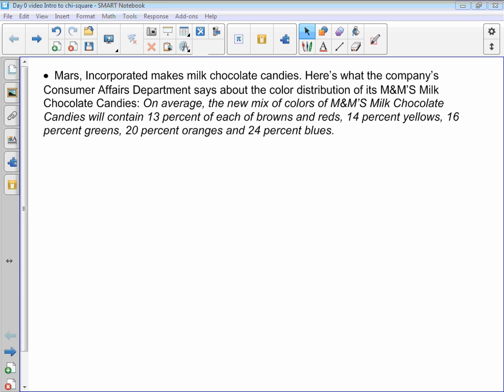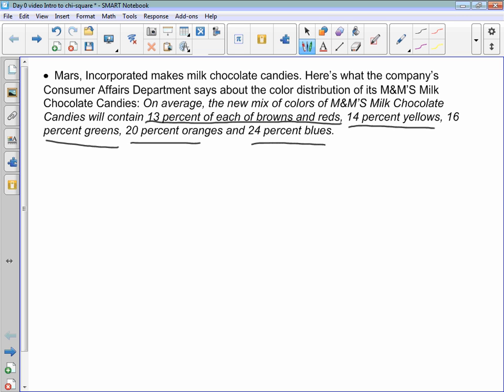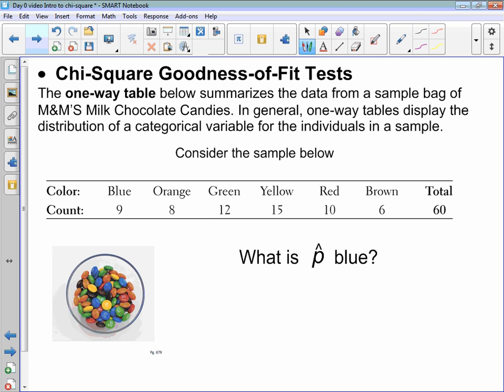So let's talk about M&Ms. Mars & Company makes milk chocolate candies called M&Ms. If you call the Consumer Affairs Department, they will tell you that when they make the M&Ms, on average, candies will contain 13% brown and reds, 14% yellows, 16% greens, 20% oranges, and 24% blues. So let's say we opened up a bag of these candies. Here's our bag of candies right here.